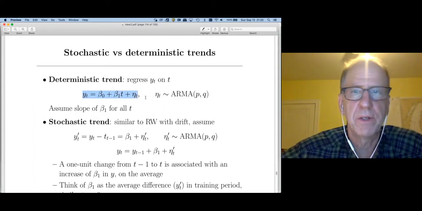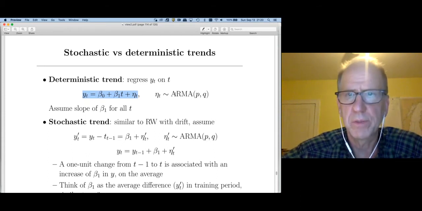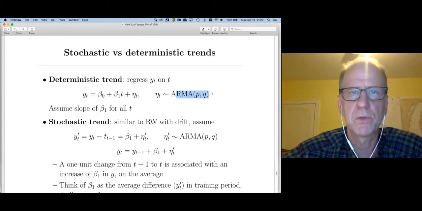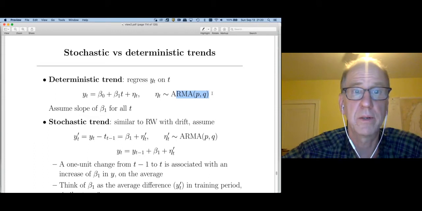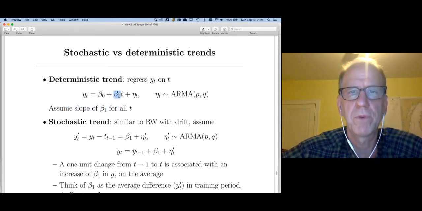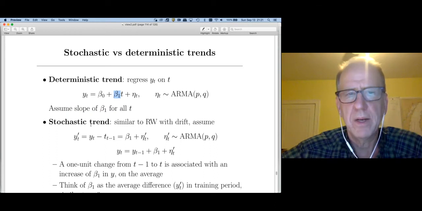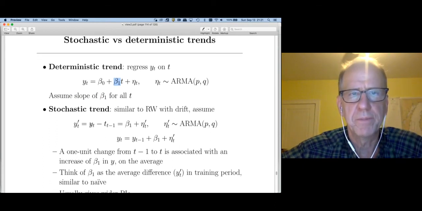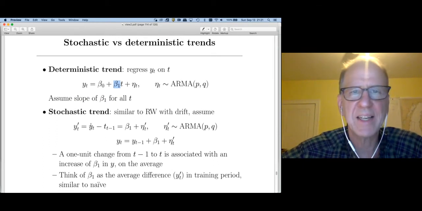The only thing that's different is I'm going to allow for my errors to come from an ARIMA process rather than assuming that they're white noise. It's important to note that this model assumes that this beta 1 is the slope for all values of t. A second model that we should consider is called the stochastic trend.